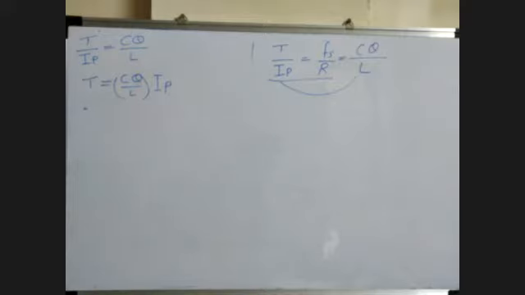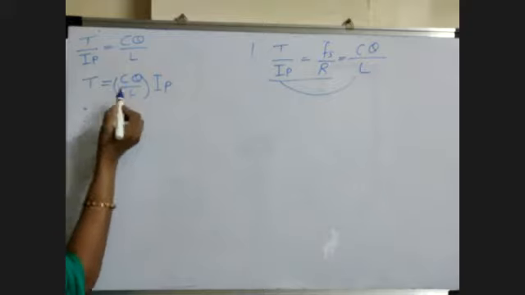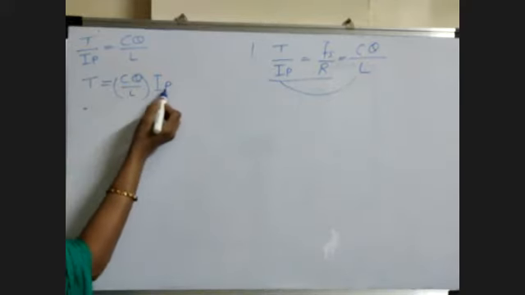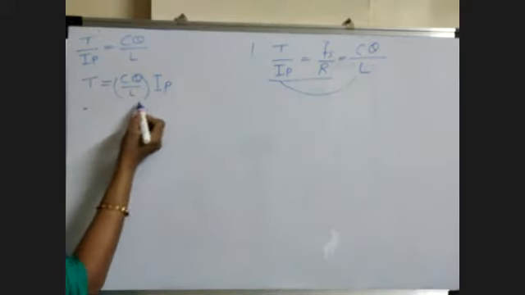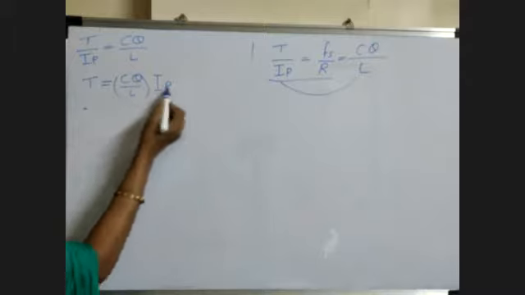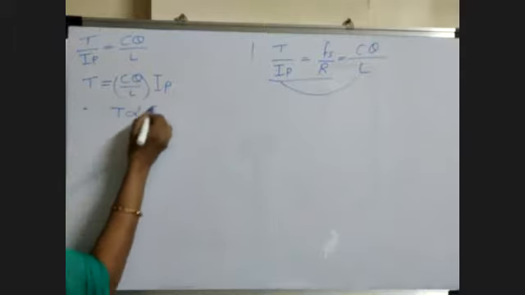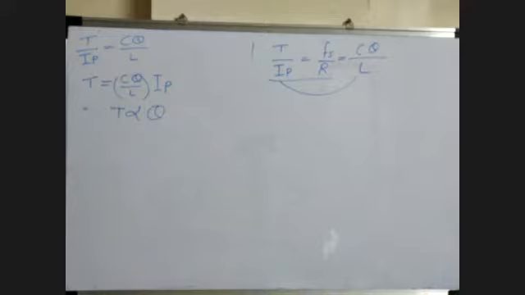Now in this equation, C, Ip and L. See here. C is the modulus of rigidity, L is the length of shaft, Ip is the polar moment of inertia. So only this T is directly proportional to theta, that is angle of twist. So we say this angle of twist is directly proportional to your twisting moment.